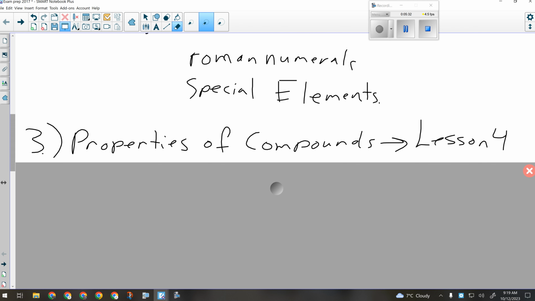Okay, properties of compounds, lesson 4. Did we do a lab about that? Yes, we did, where we had to use the physical properties of certain compounds to identify them. Here's how that's going to get tested.